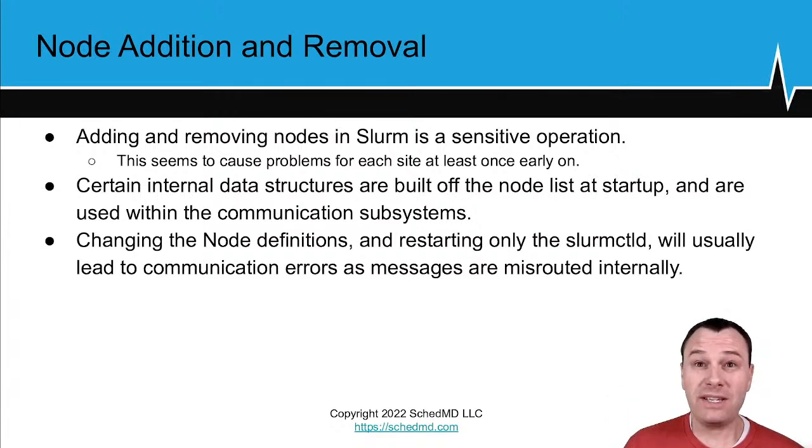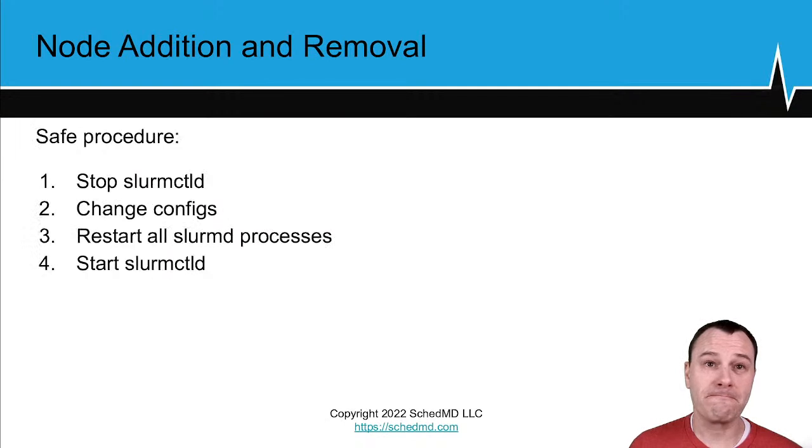Adding or removing nodes in Slurm is a sensitive operation. This seems to cause problems for each site at least once early on. Certain internal data structures are built off the node list at startup and are used within the communication subsystems. Changing the node definitions and restarting only the controller will usually lead to communication errors as messages are misrouted internally.